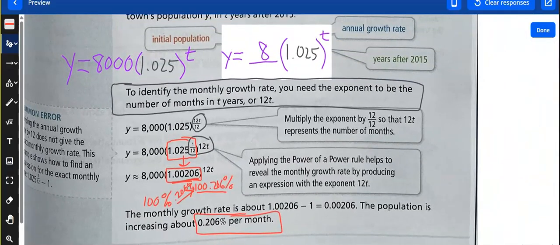So if they decide to do that and ask you about months, you will have to do a little bit of work to convert that B value. Basically, you're just going to take your B value and raise it to the 1/12th power.